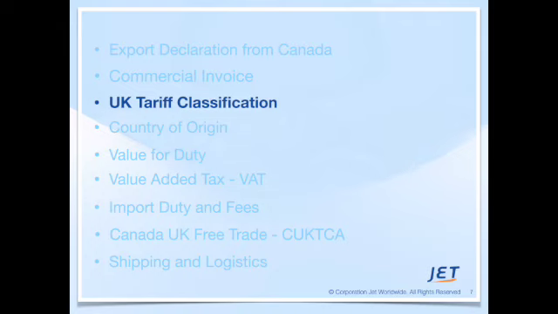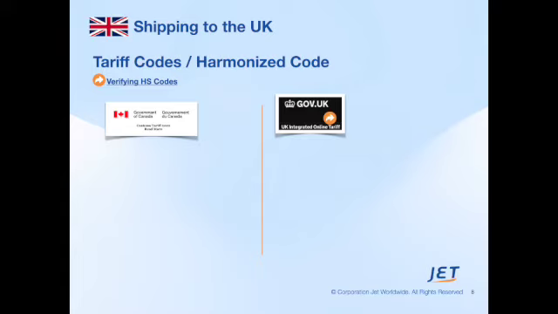UK tariff classification. The description on the commercial invoice forms the basis for determining the correct tariff classification, or HS code. The best practice is to determine the HS code and include it on the commercial invoice itself. Both the UK and Canada have online resources to assist with tariff classifications.